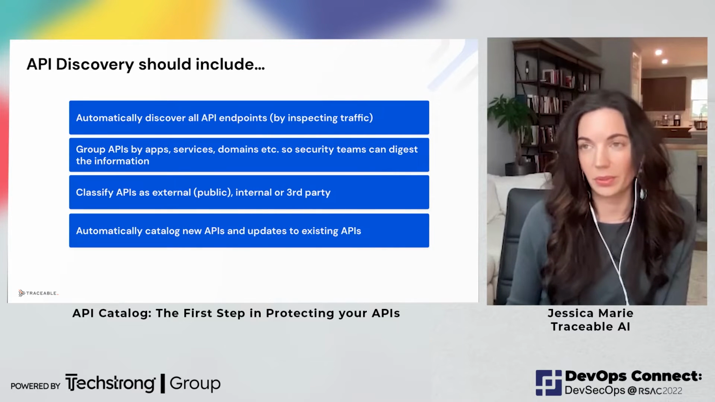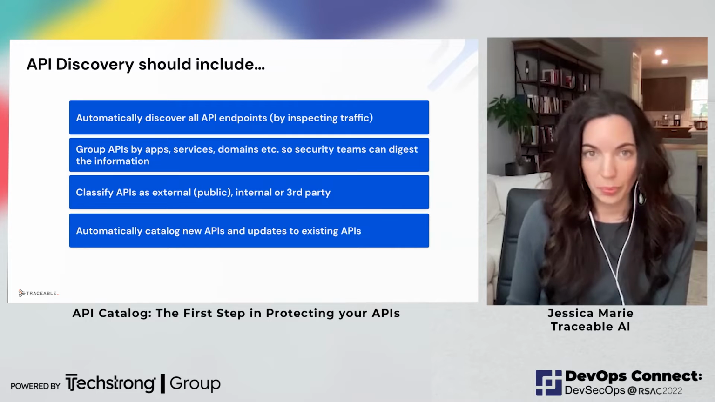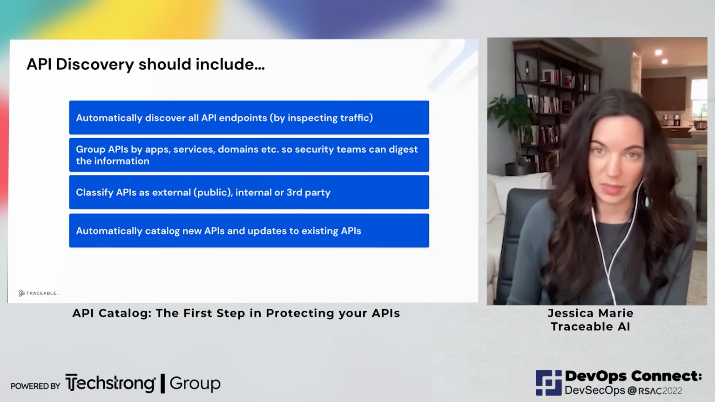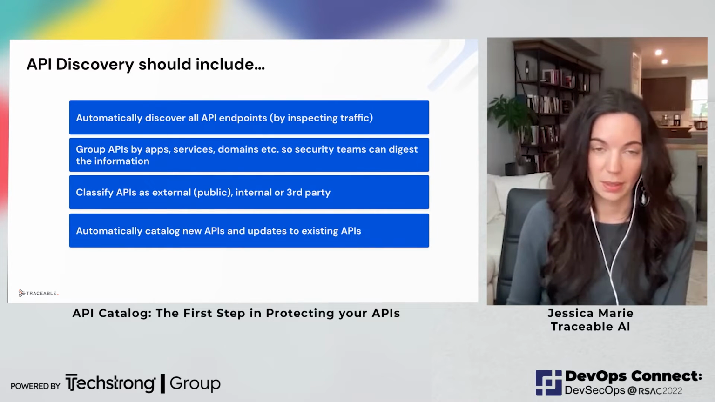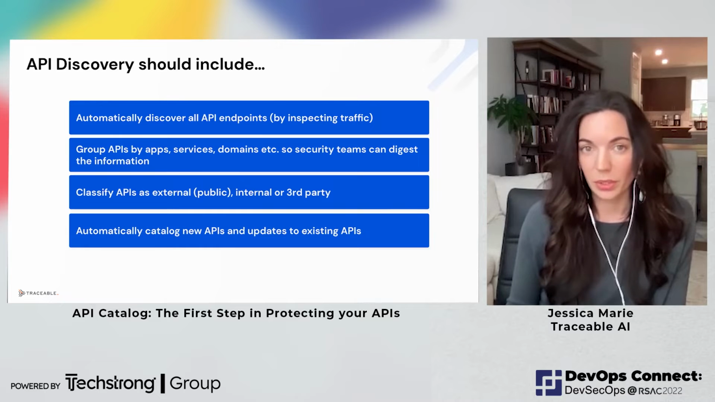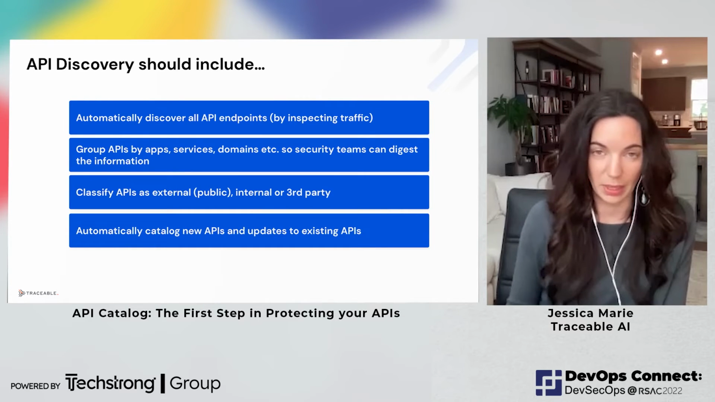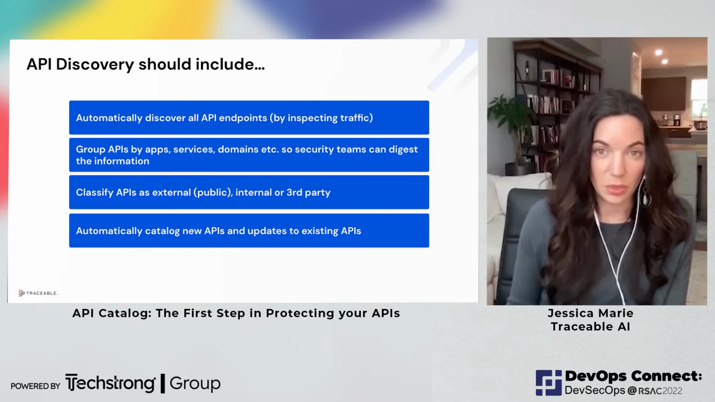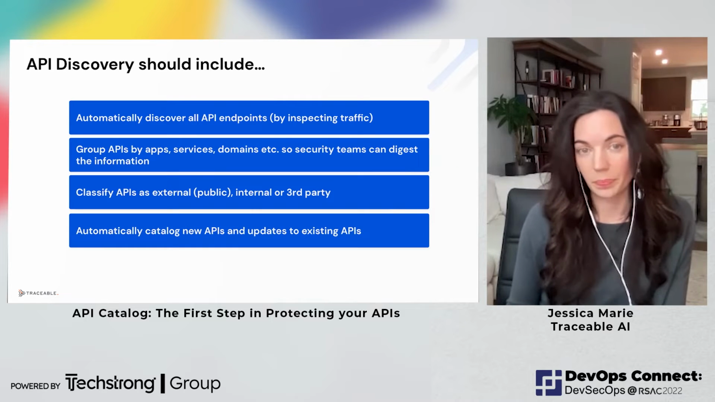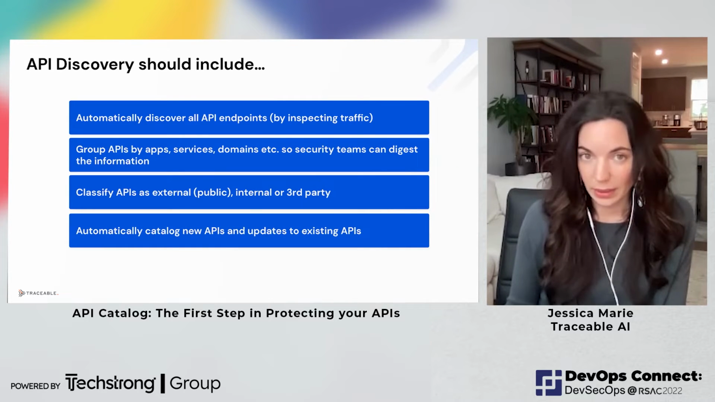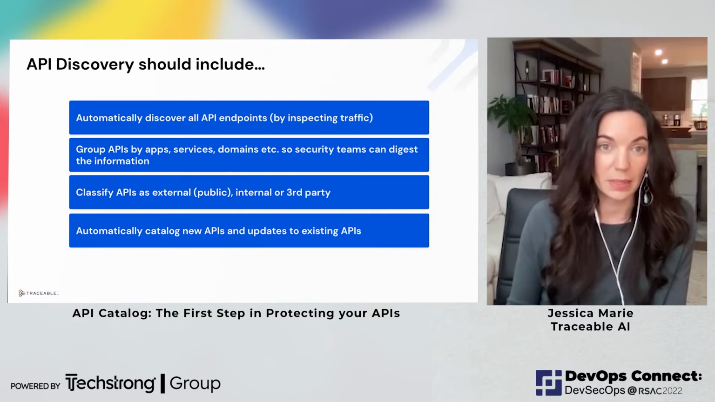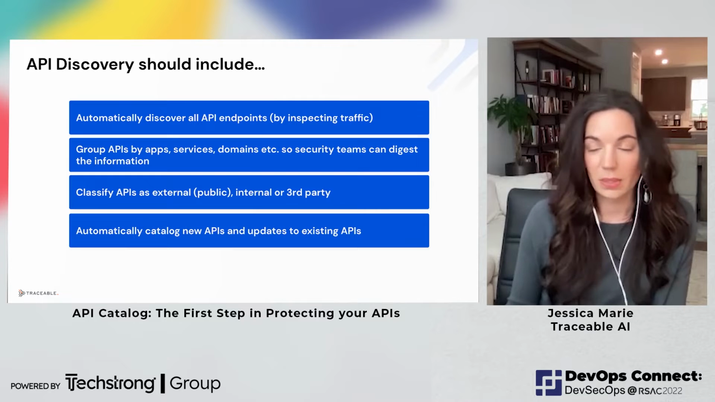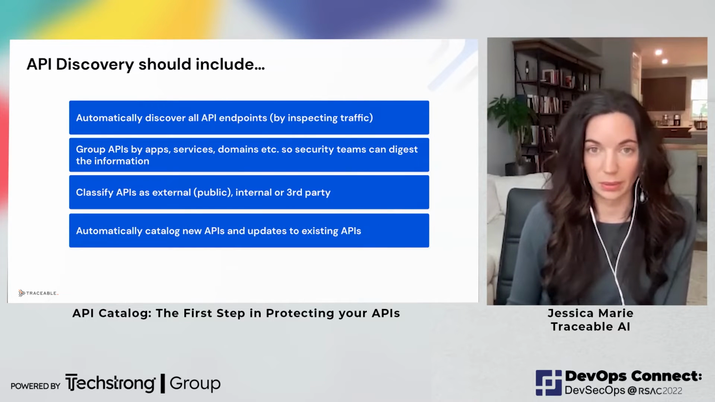You need to be able to group your APIs by apps, services, domains, so your security teams can analyze the information and make better security decisions. Next, you should be able to classify those APIs either as external, internal, or third party. And finally, automatically catalog new APIs and updates to existing APIs. And this is all done even as your environment changes.